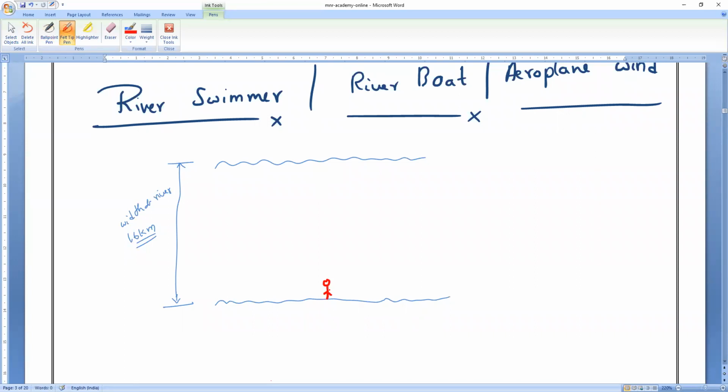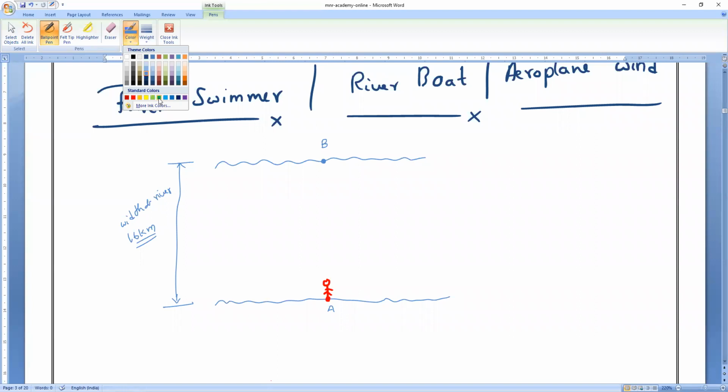He started swimming from the point A, and he wants to reach the point B here. Now you tell me, if you want to reach B, what is the shortest path he has to swim? Straight line. Yes or no? So he started swimming in a straight line.